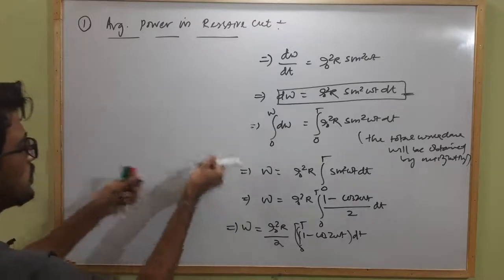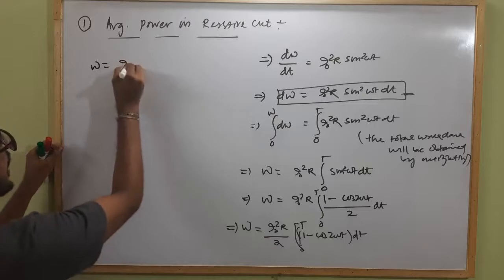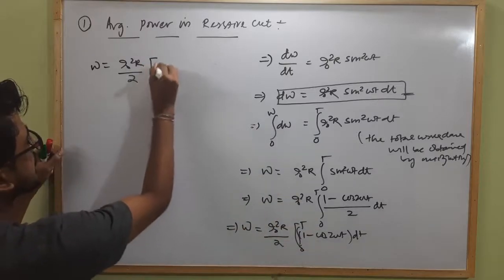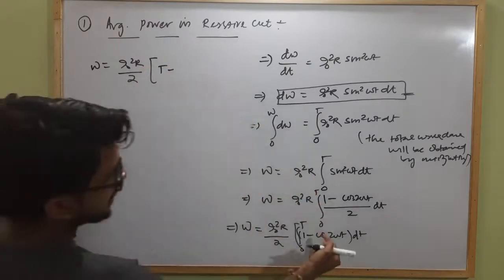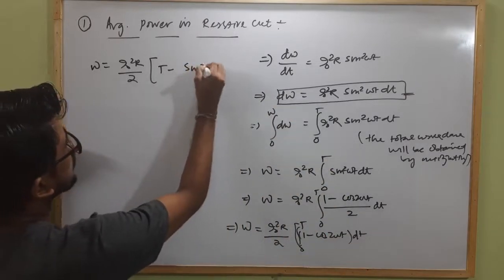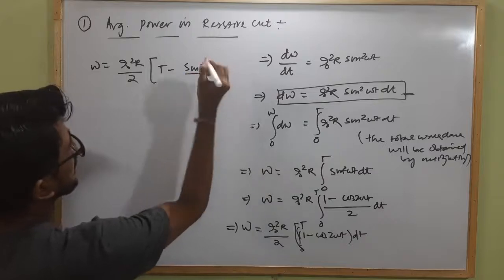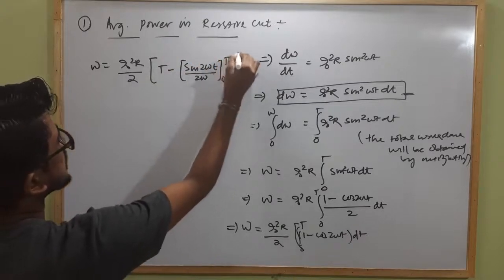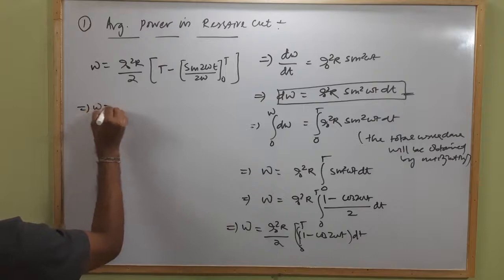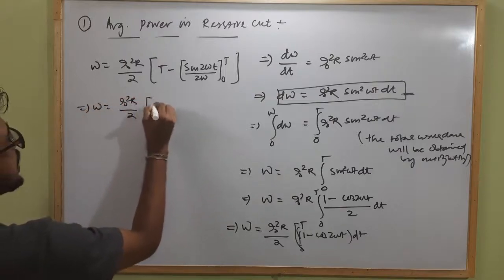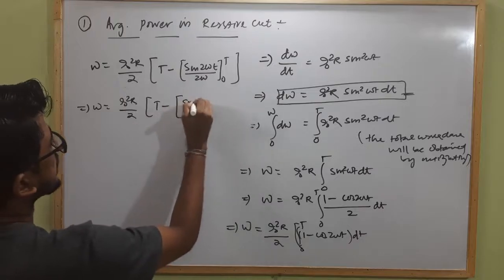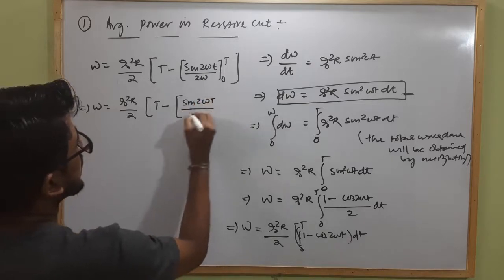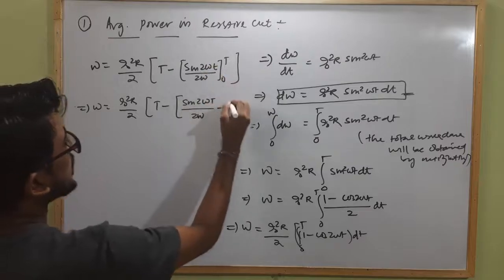So what will be the value? The total work done for a complete cycle will be I naught square R by 2 times the integral: the integration of 1 is t, and the integration of cos 2 omega t dt is sin 2 omega t divided by 2 omega, with limits from 0 to T. So total work done will be I naught square R by 2 into T minus sin 2 omega T divided by 2 omega, minus sin 0, which is 0.